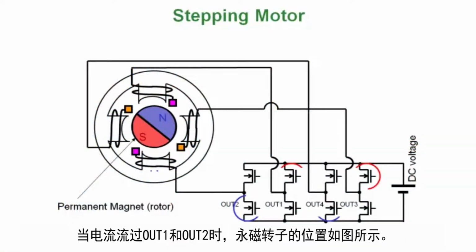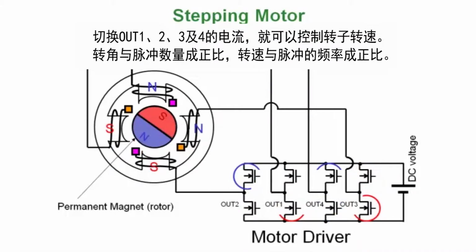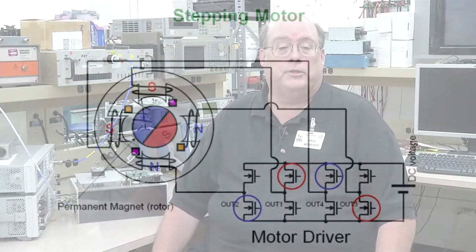When current is flowing through out 1 and out 2, the rotor of a permanent magnet is held as shown. Switching the current through out 1, 2, 3, and 4, the rotor rotation can be controlled. Its rotation angle is in proportion to the number of pulses and its speed to the frequency of the pulses. You can control the rotation precisely by controlling the number of pulses, making this suitable for positioning.